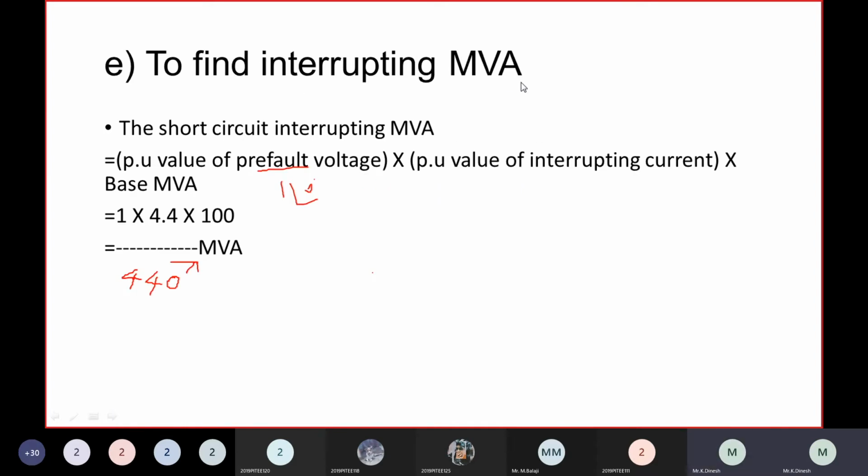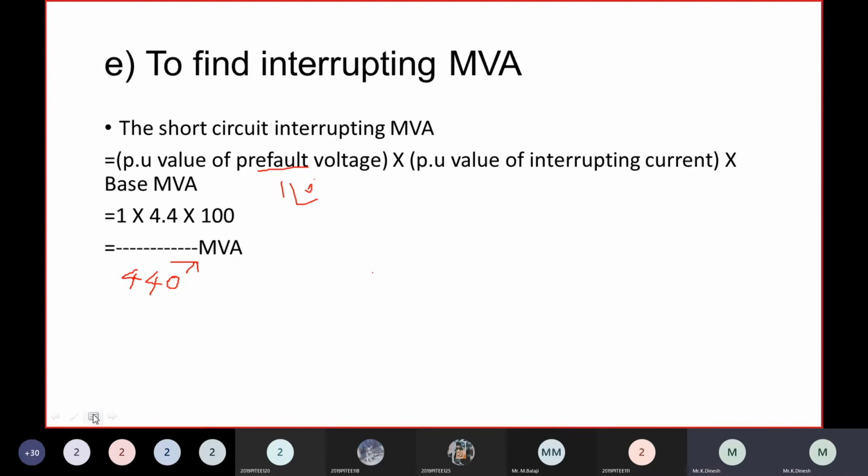Last is to find the interrupting current. This is the formula. The per unit value of the pre-fault voltage is 1. The per unit value of the interrupting current is 4.4. Base MVA is 100. So totally 1 into 4.4 into 100, which is 440 MVA. So this is my maximum interrupting MVA in the breaker.